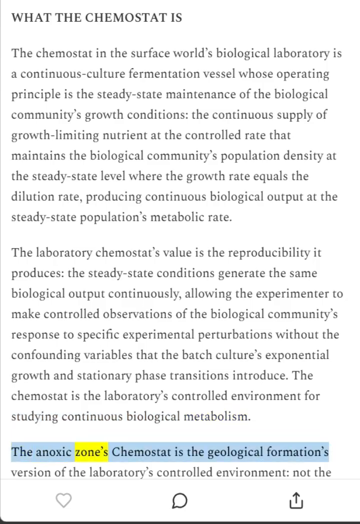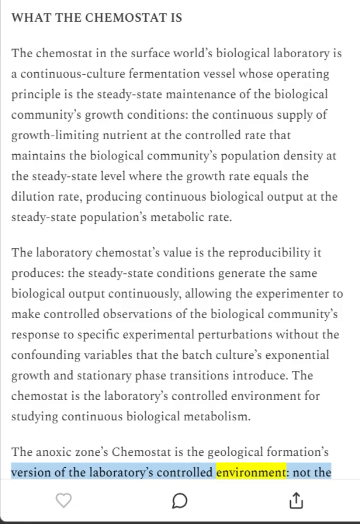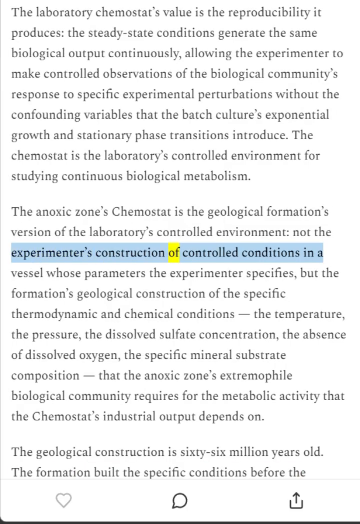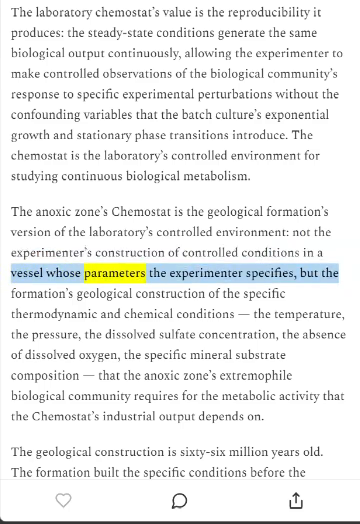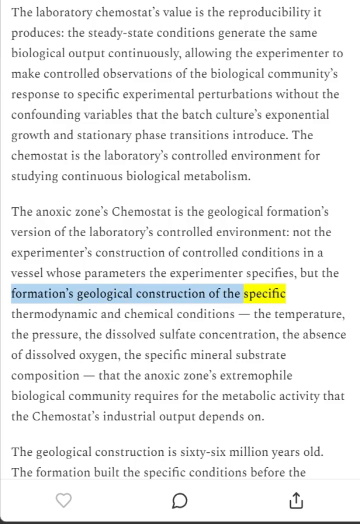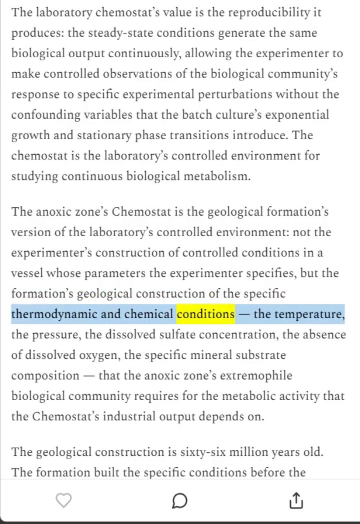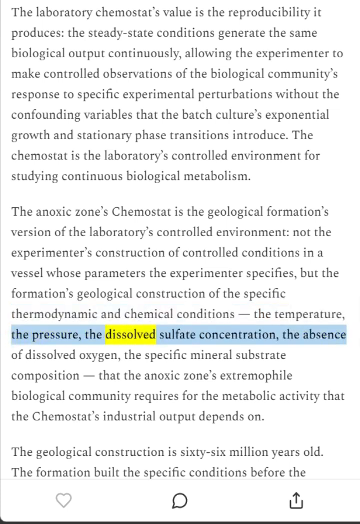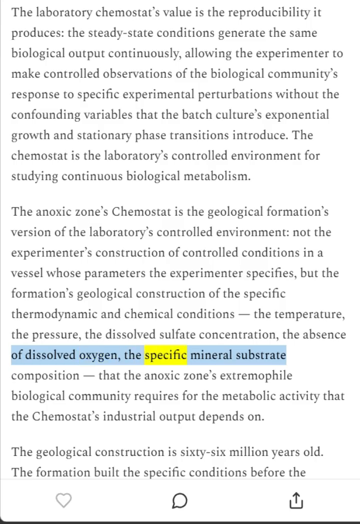The anoxic zone's chemostat is the geological formation's version of the laboratory's controlled environment, not the experimenter's construction of controlled conditions in a vessel whose parameters the experimenter specifies, but the formation's geological construction of the specific thermodynamic and chemical conditions, the temperature, the pressure, the dissolved sulfate concentration, the absence of dissolved oxygen, the specific mineral substrate composition that the anoxic zone's extremophile biological community requires for the metabolic activity that the chemostat's industrial output depends on.